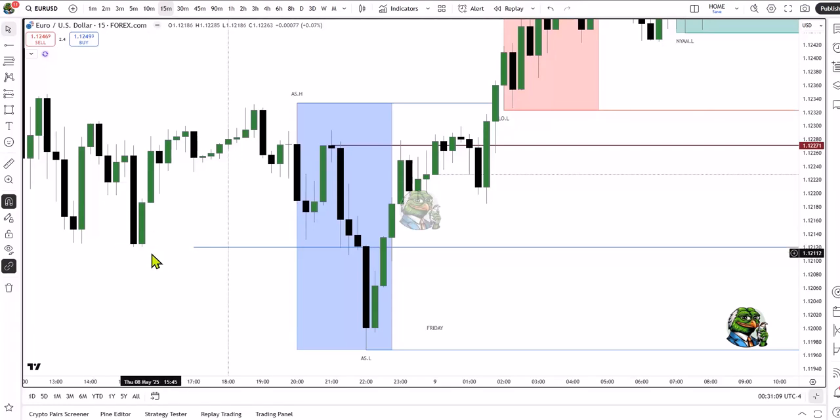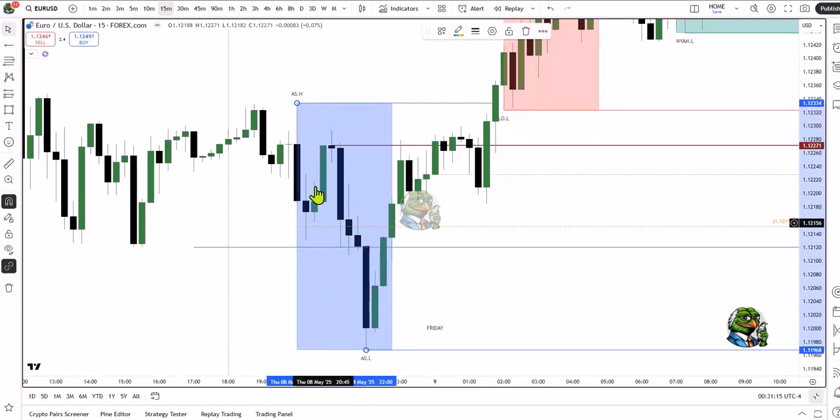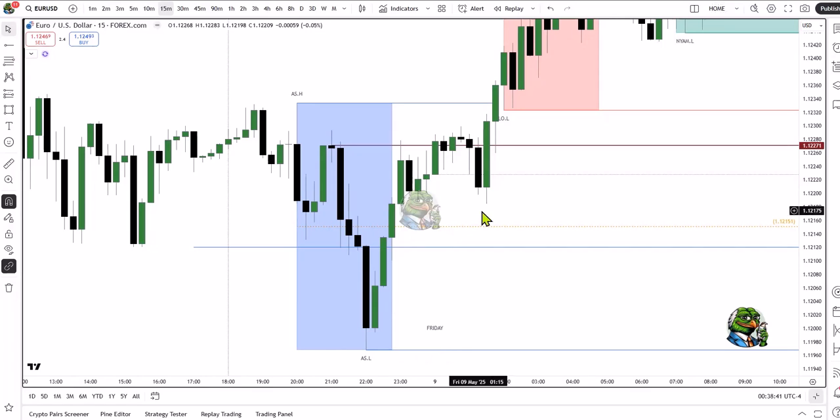Now the second thing that I do is I will mark out the Asia midpoint. So we take the high of Asia, which starts from 8 p.m., and the low, and then I mark out the midpoint. The reason that I mark out the Asia range midpoint is because that needs to support price. I don't want price to come down below that and have it become resistance. Otherwise we'll go lower.